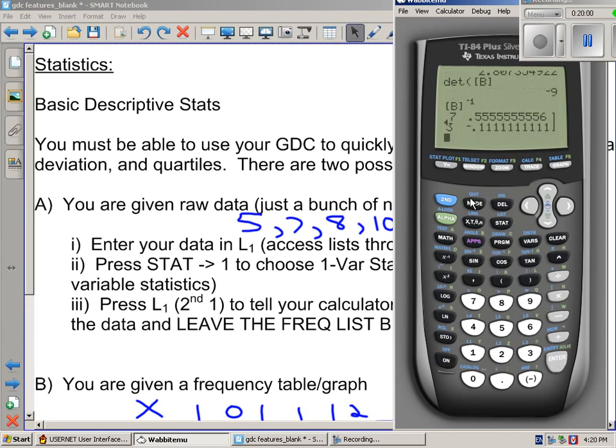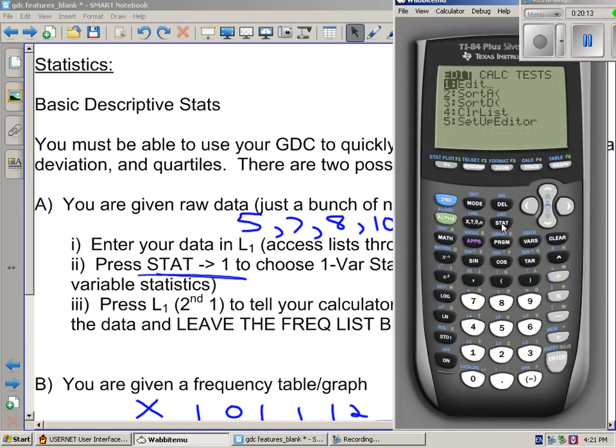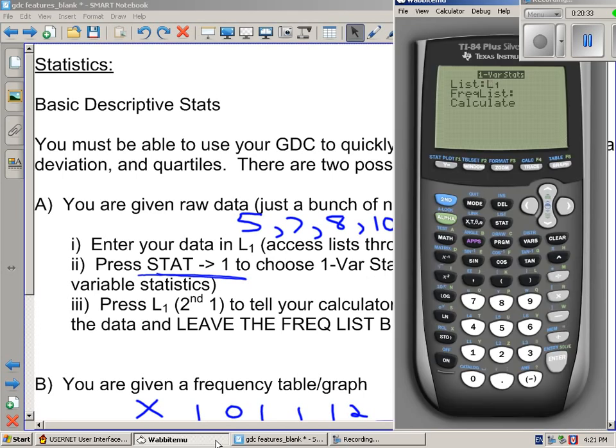Okay. And then I'm going to quit. We're going to choose one variable stat, so that's stat and then over 1. Stat, go to calc, one variable statistics, always one variable statistics. Press L1, so our list that we're using, that we put all our information in, was L1. We have no frequency list because this is raw data. So L1 to tell our calculator where to find the data, and leave the frequency list blank if it's just raw data. And then it'll go and calculate.